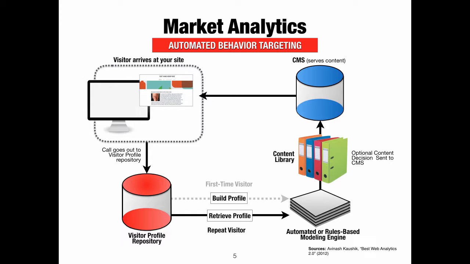So a call goes out to a visitor profile repository. That would be that little cylinder, the red cylinder down on the left. And that will then start to build a profile, as well as create the ability to retrieve the profile of repeat visitors. So it takes first-time visitors, recognizes you're a first-timer, builds the profile, puts it into an automated or rules-based modeling engine over there on the right bottom. And essentially that then gives us some picture of the kind of individuals that are coming to our website. We then take all those little photographs and pictures and we start to analyze through this automated or rules-based modeling engine some understandings about the behaviors and things that really move us toward good marketing outcomes.